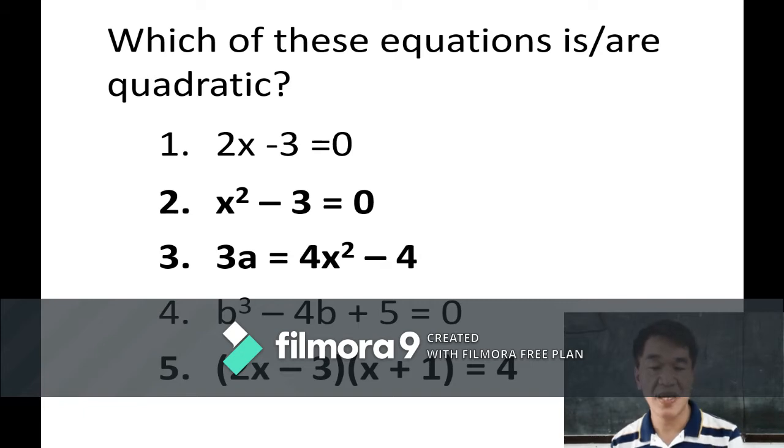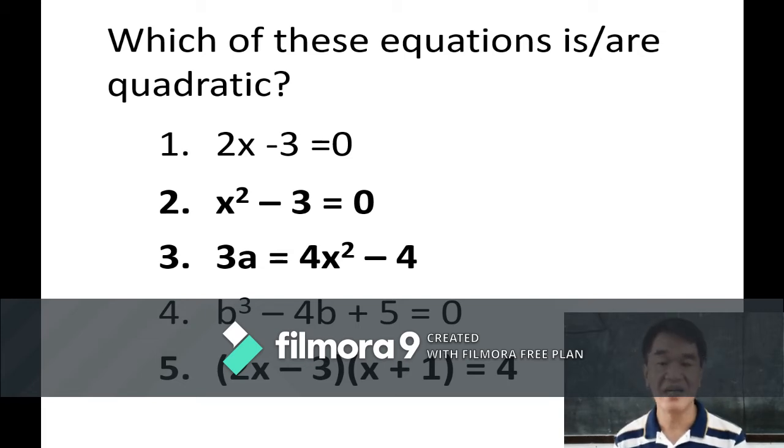Your number 1 is not a quadratic equation because there is no squared. Obviously, this is called a linear equation. In number 4, we do not have the squared here. Instead, the highest exponent is 3. And therefore, this is not quadratic, but instead, this is called cubic. In number 5, you don't see any square there. But if you simplify by multiplying the binomials, you get a square there. That is 2x squared being the first term. Therefore, it qualifies to be a quadratic equation.